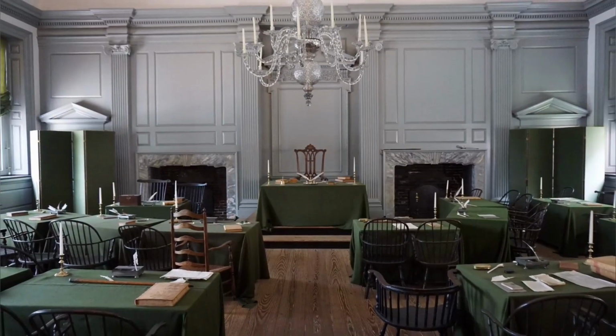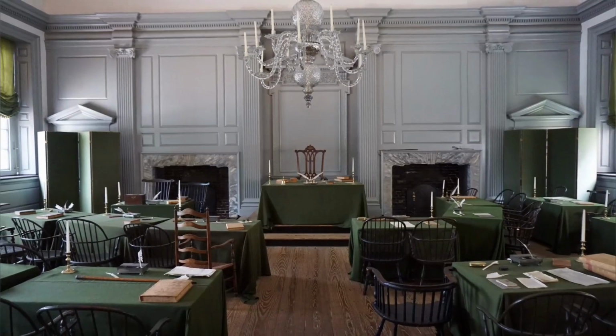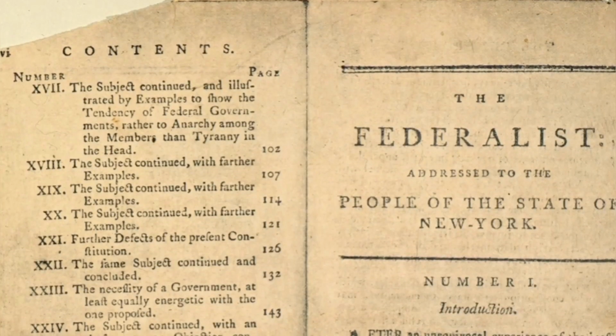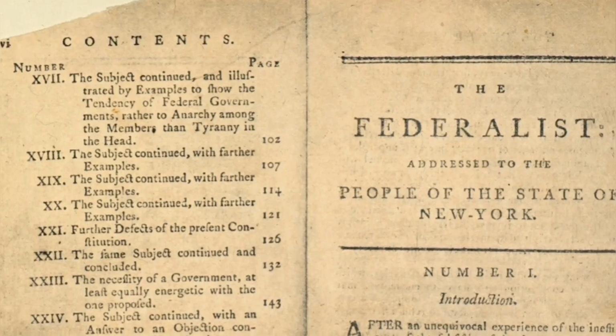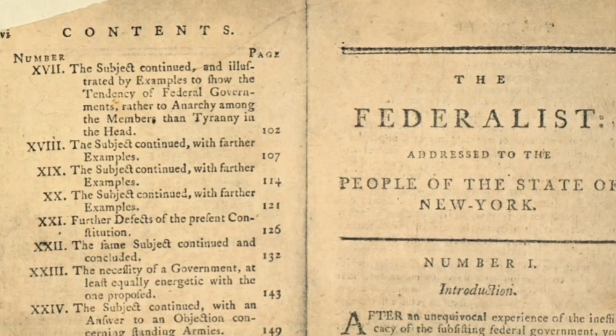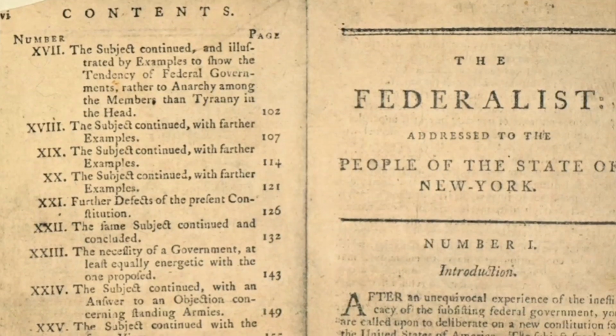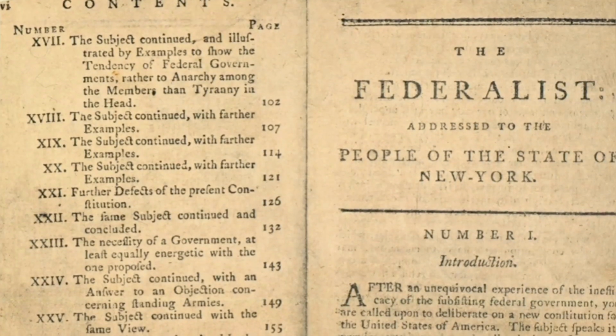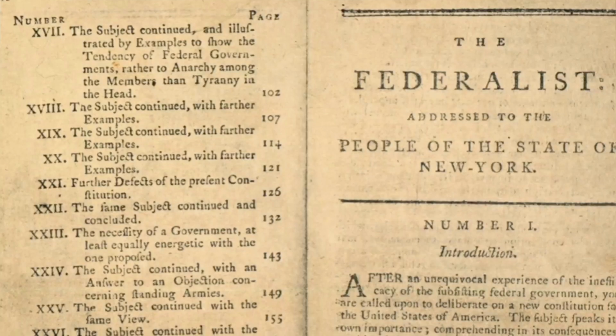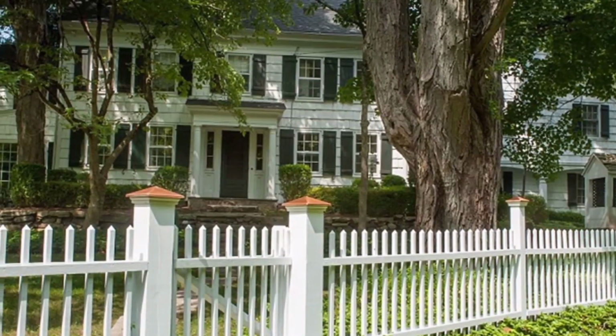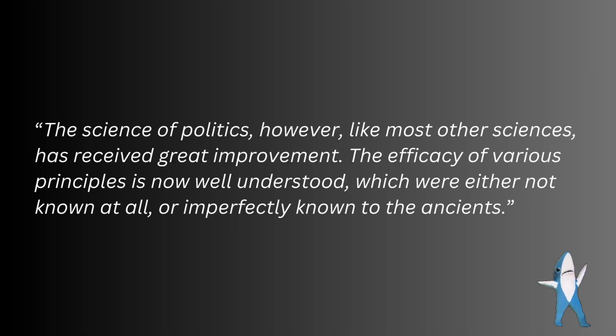So, Hamilton's goal in Federalist number 9 is to assuage concerns that the Constitution's proposed republic will inevitably fall apart or be corrupted like so many similar forms of government throughout history. Why have so much faith in the Constitution, especially if its model is in part based off of designs of other systems that ultimately failed? Well, Hamilton says, the science of politics, however, like most other sciences, has received great improvement.